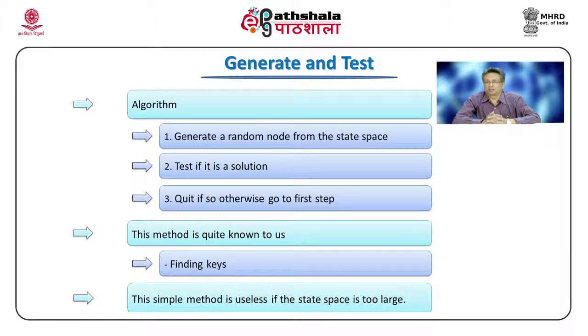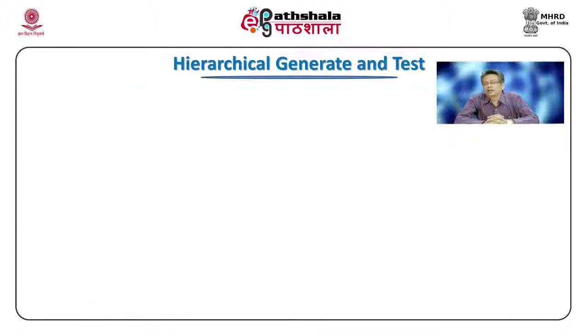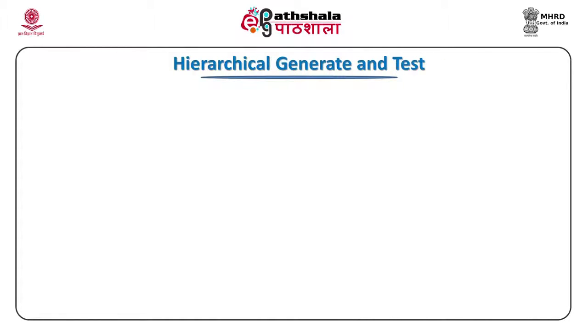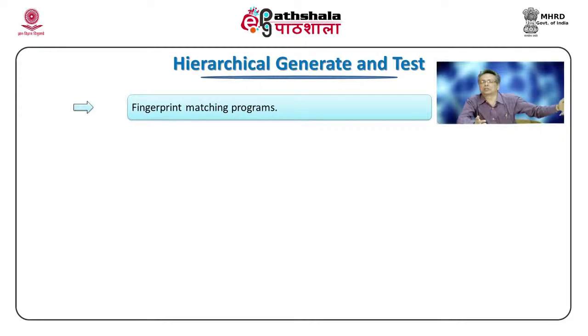This method is useless if I have to search for the key in an entire house. But if I know that there are only a few places where the solution can be found, it's pretty useful. And there is something called hierarchical generate and test. People in forensics do something like this. They take the fingerprint of the criminal and try to match it with the fingerprints of the criminals in the database.